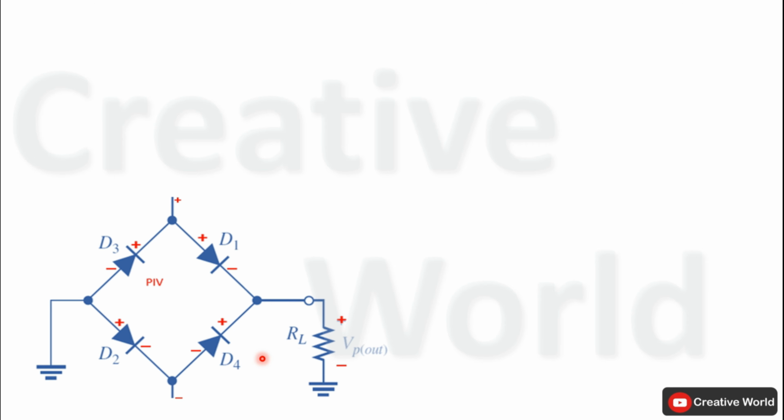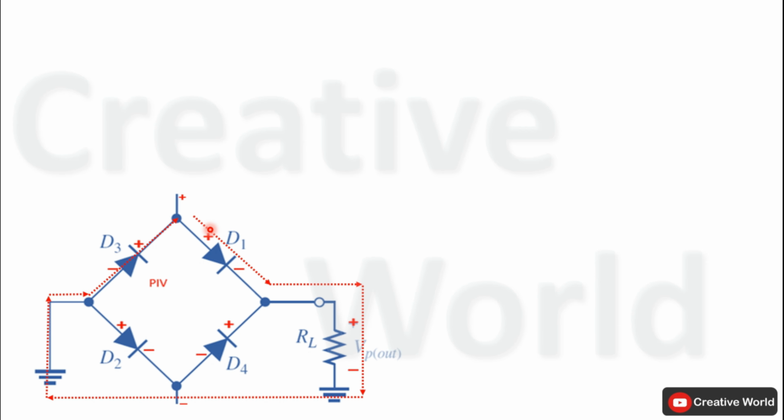In order to derive this equation, we are assuming that the positive half cycle of the input AC waveform is being applied across this bridge configuration. In this case, this terminal will be positive and this terminal will be negative. And these two diodes D1 and D2 will be in conducting or forward biased mode, while remaining two diodes will be in reverse biased mode. So the flow of current through this load resistor will be using this path.